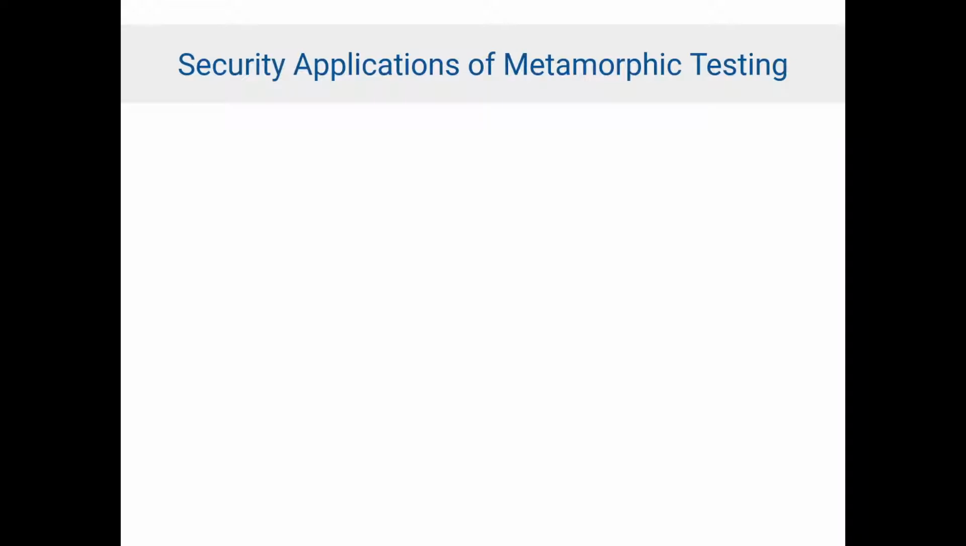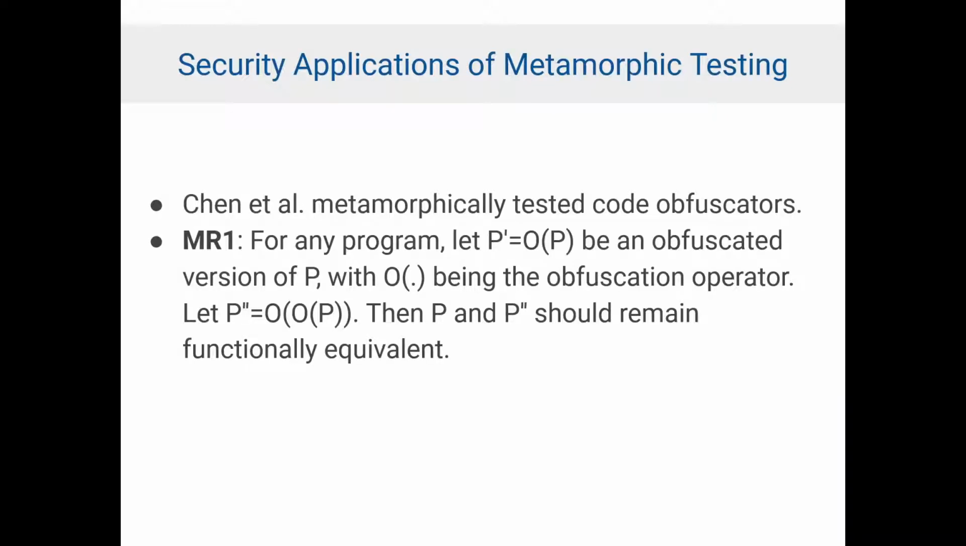So, how has metamorphic testing been applied to security in the past? First of all, there's one paper by Chen et al., which tested code obfuscators, and they used four metamorphic relations. I'm just going to present one of them, which is that for any program P, if you obfuscate it, obfuscate meaning making the code unreadable while keeping the same functionality, then P', the obfuscated version of P, and P'', the obfuscated version of P', all three, P, P', and P'', should remain functionally equivalent.